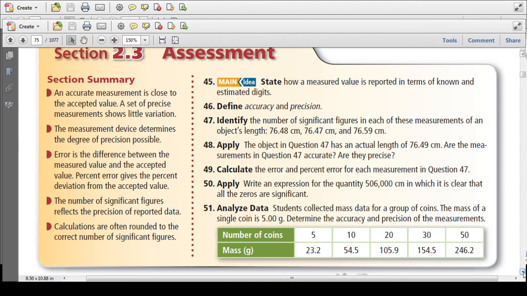Section summary. An accurate measurement is close to the accepted value. A set of precise measurements shows little variation. The measurement device determines the degree of precision possible. Error is the difference between the measured value and the accepted value. Percent error gives the percent deviation from the accepted value. And the number of significant figures reflects the precision of reported data. Calculations are often rounded to the correct number of significant figures.